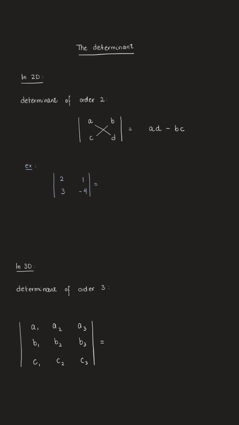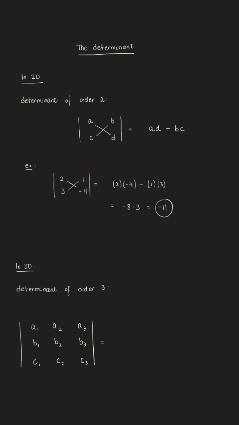So notice in our example, the elements of this determinant are 2, 1, 3, negative 4. Procedurally, we're going to find the product of 2 and negative 4 first. So we do 2 times negative 4, and from that we will subtract the product of the terms in the opposite diagonal, which will be 1 times 3. And so we get negative 8 minus 3, which gives us negative 11. All right, that is finding a determinant of order 2.